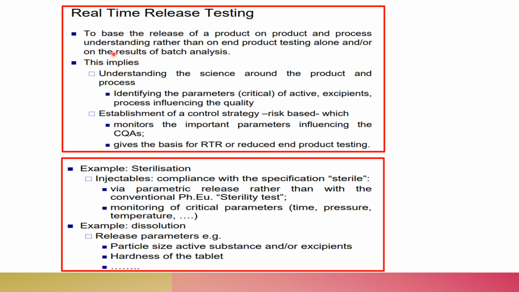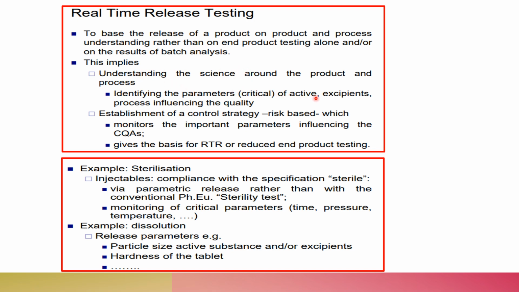So friends, the guideline is talking about real-time release testing. We discussed earlier also that the release of a product should be based on product and process understanding rather than on end product testing alone, and/or on the release of batch analysis. It means the agency wants our product and our process to be so robust that it is ensured it will pass the quality requirement of the end product. We should not wait for the end product analysis. We should have a proper understanding of our product and our process.